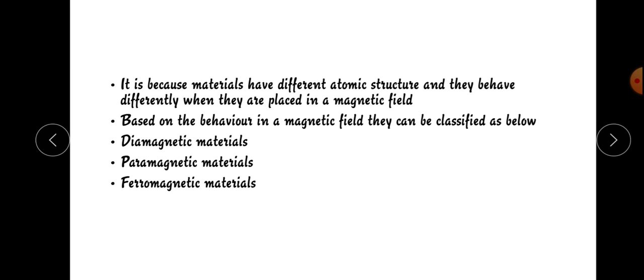It is because materials have different atomic structures and they behave differently when they are placed in a magnetic field. Based on their behavior in a magnetic field, they can be classified as diamagnetic materials, paramagnetic materials, and ferromagnetic materials. Let's see briefly about this.